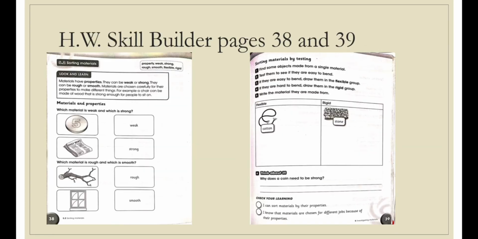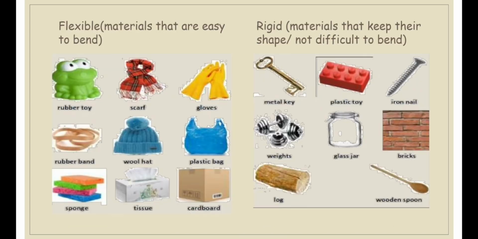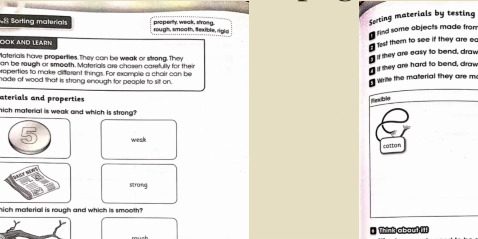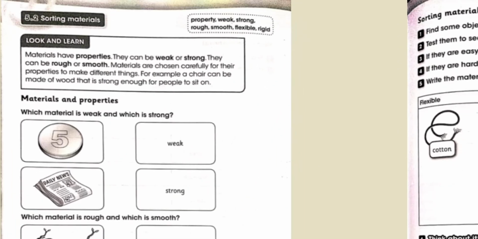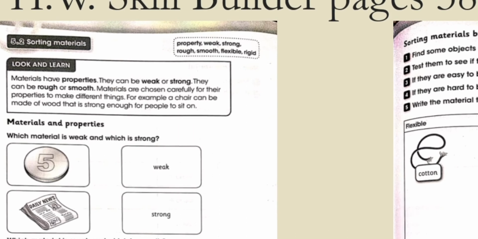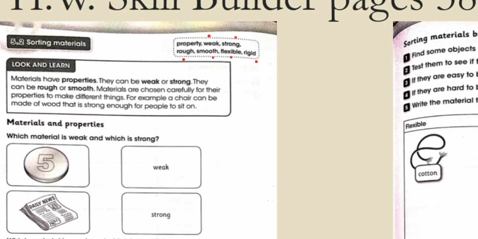So, hope you have understood. Let's see the homework. Your homework is Skill Builder page number 38 and 39. And here, you can see some properties: weak, strong, rough, smooth, flexible, rigid. We have gone through them in the slides.